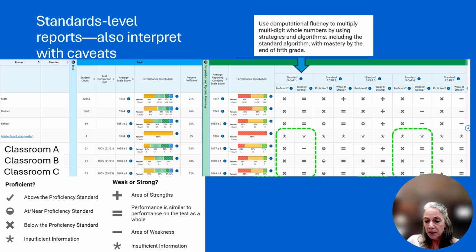So if I were in a PLC and we were looking at our interims together, and I were the person in Classroom A, I would be thinking, I wonder why my kids did worse on this than they did on the rest of the test. Is it who I have and what I know about who I have? Because remember, achievement is subject to who is assigned to you. Your class composition does matter.